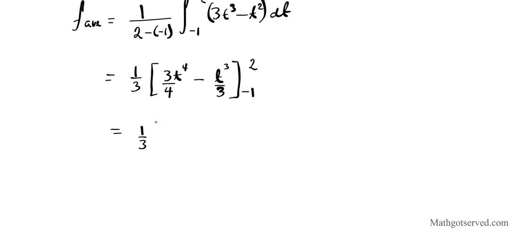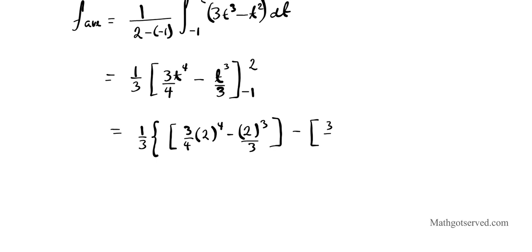So we're going to have 1/3 times 3 over 4 times 2 to the fourth minus 2 to the third over 3. This is what you get when you plug in the upper limit of integration, minus, then plug in the lower limit, 3 over 4 times negative 1 to the fourth, minus negative 1 to the third over 3. Okay, close your brackets.